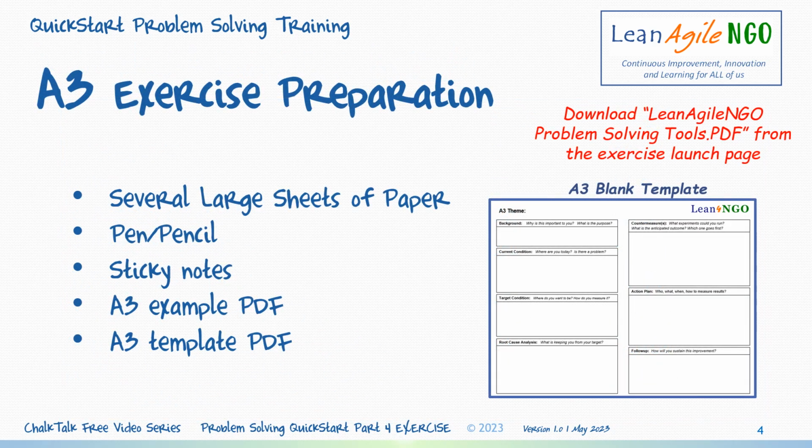You'll need several sheets of blank paper, a pen or pencil, some sticky notes, or just small pieces of paper and tape, and 2 downloadable PDF forms, an example A3 and a blank template. You'll find these and other useful tools on the exercise launch page in a downloadable PDF called Lean Agile NGO Problem Solving Tools. If you don't have access to a printer, don't worry, you can do all of this with a blank sheet of paper.